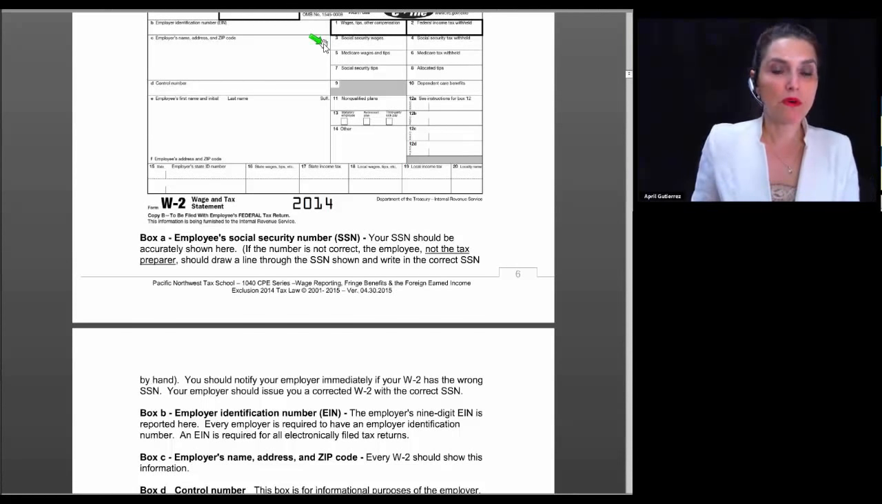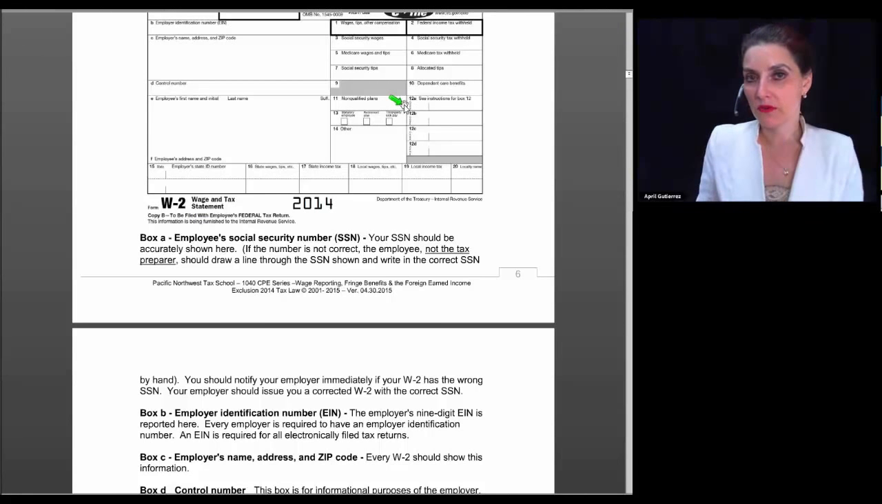Box 3 will be more than box 1 if an employee has made an elective deferral to, say, a 401k plan or a 403b plan to invest for their retirement. Those investments that they make for retirement are deductible against income tax, and so do not show in box 1, but they're not deductible against the Social Security and Medicare tax. And so when you see a code D in box 12, you should typically expect to see box 3 and box 5 both being higher than box 1.